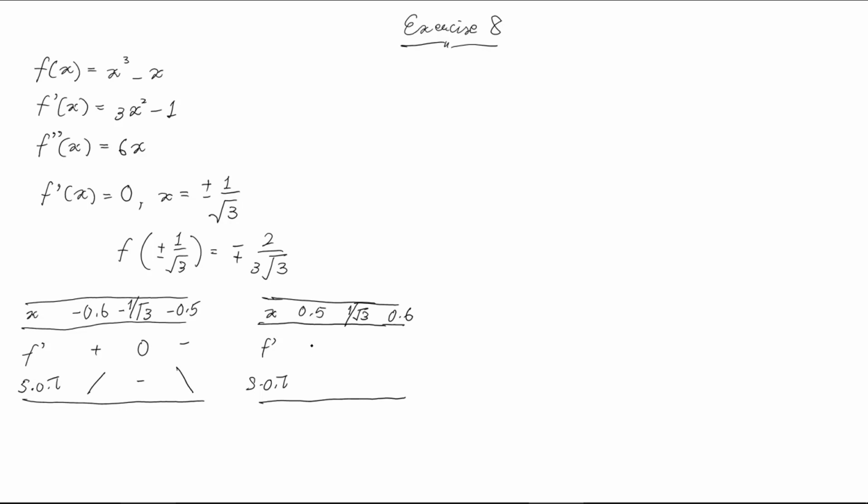And let's complete the second table. This one definitely is going to be negative, 0, and a plus. So now we can say that this one is a relative maximum point, and this one is going to be a relative minimum point. So you should capture the values for x and f of x for these two turning points.